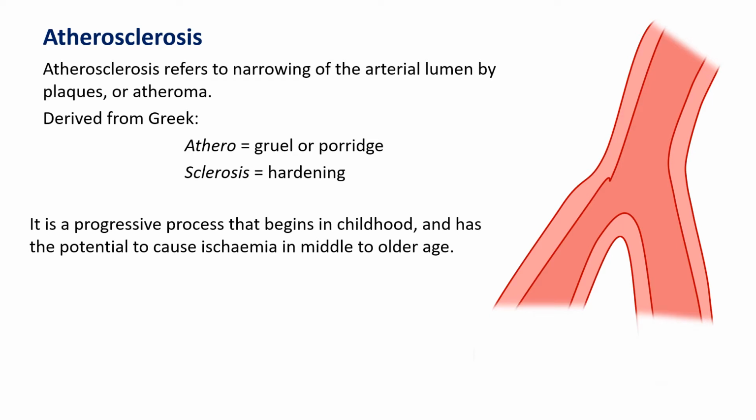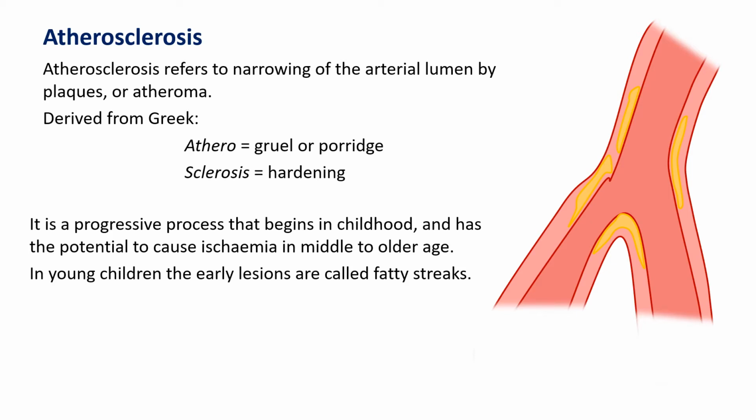Amazingly, it actually begins in childhood. It's a progressive process. It begins in childhood. It has the potential to cause ischemia in middle to older age. And the key word there is potential. And that's going to be dependent on various familial factors, so inherited factors, or lifestyle factors.